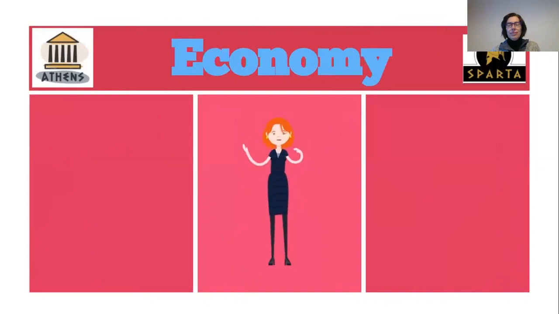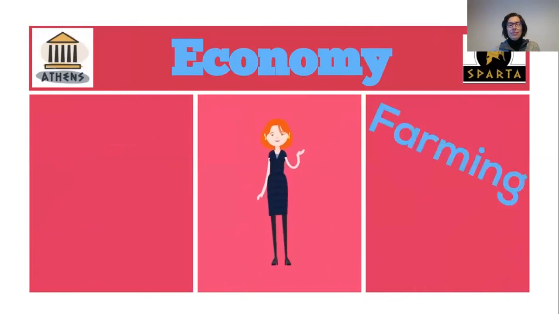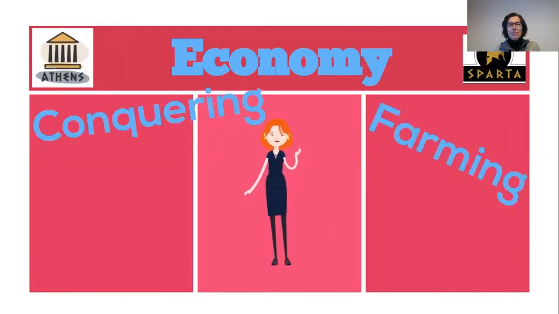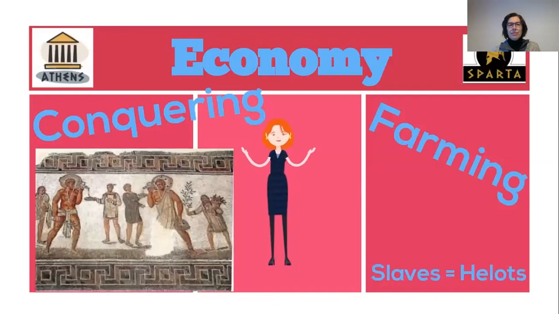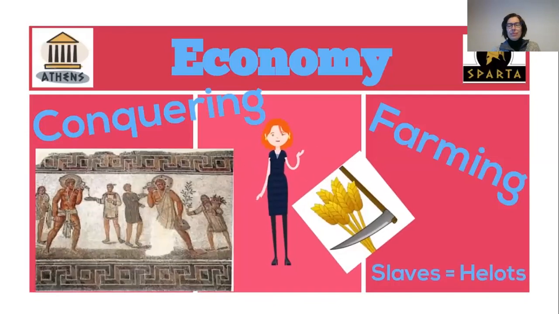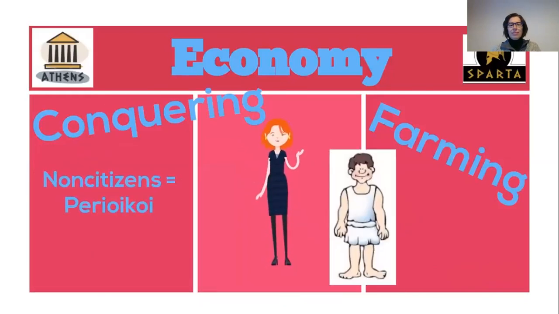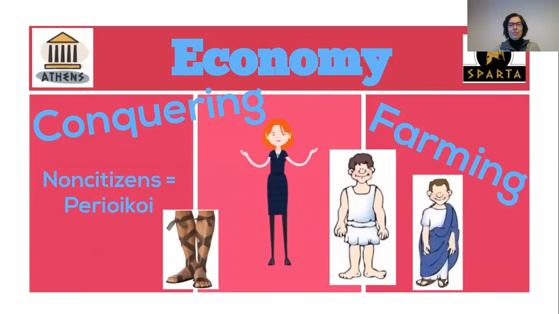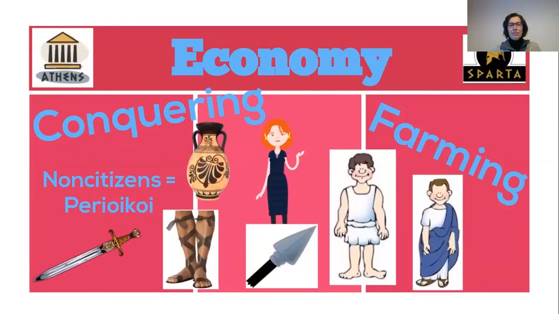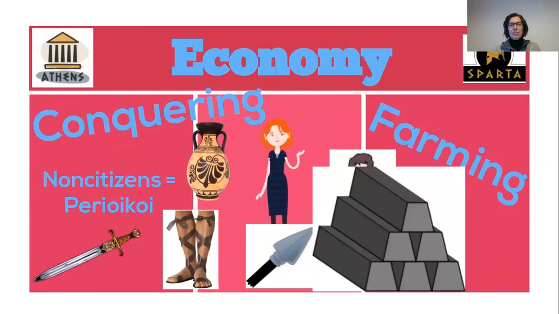In contrast, Sparta's economy was based on farming and conquering people. Spartans used the people they conquered as slaves, or helots, to grow food for Sparta. Non-citizens, or pariakoi, were free men who crafted goods for Sparta, like shoes, cloaks, iron knives, spears, and pottery. Trade was difficult for Sparta, as they used heavy iron bars for money.